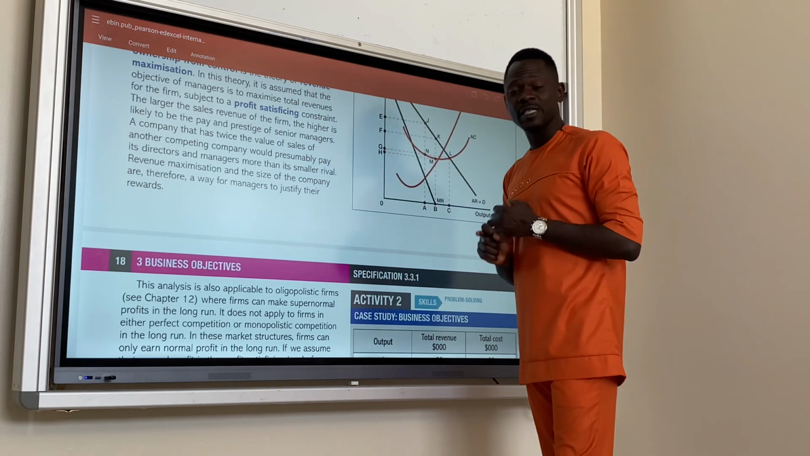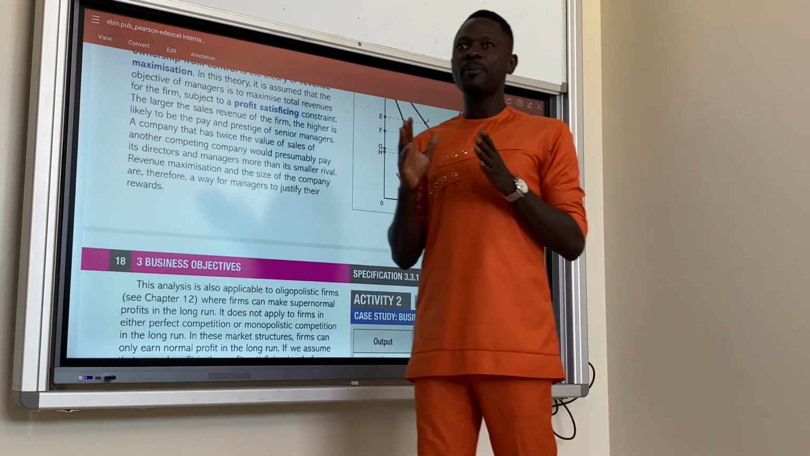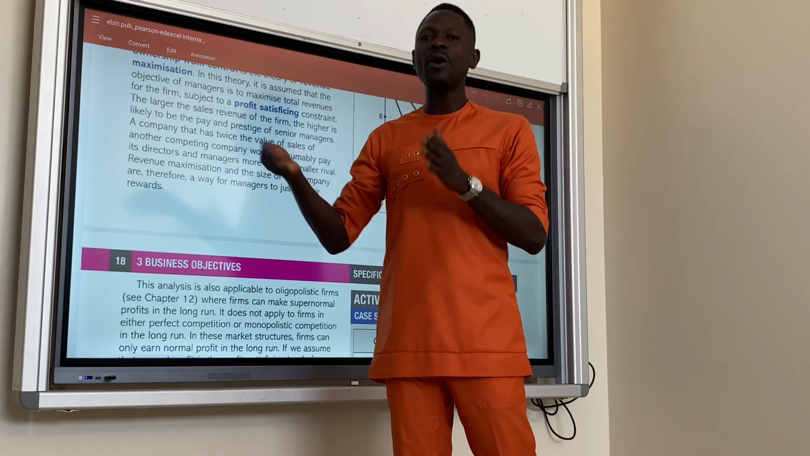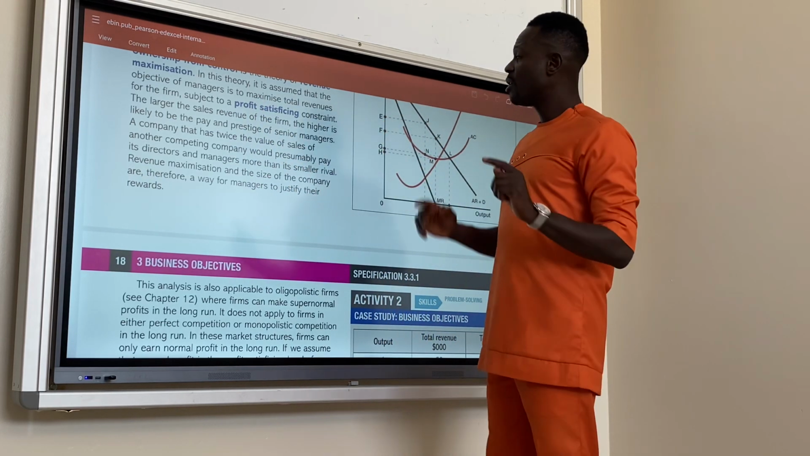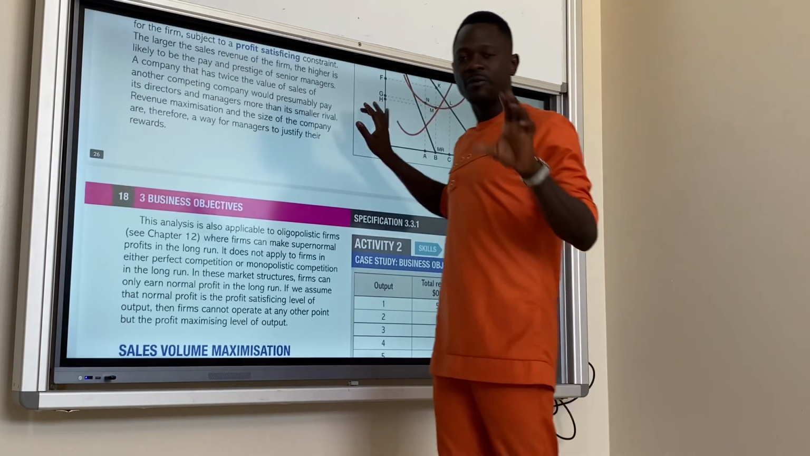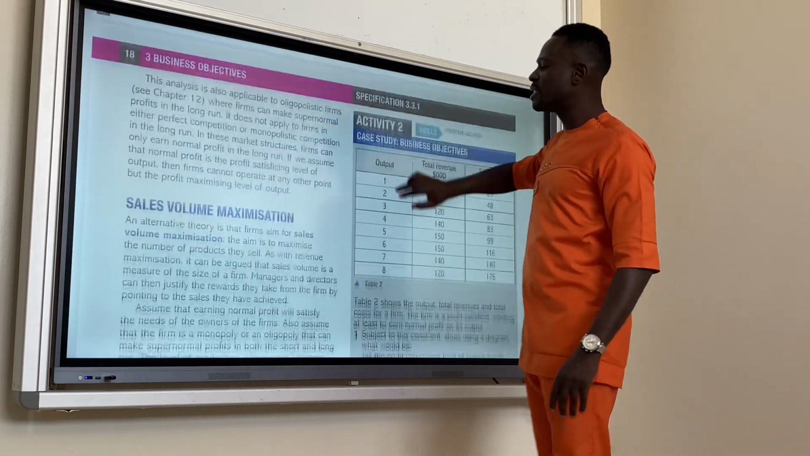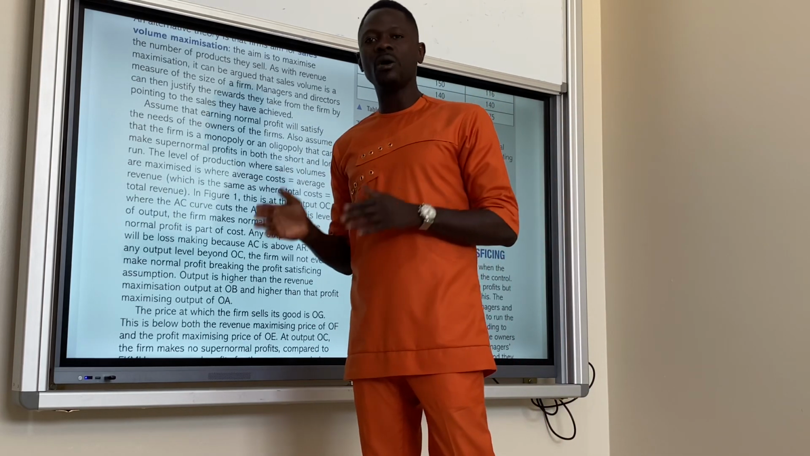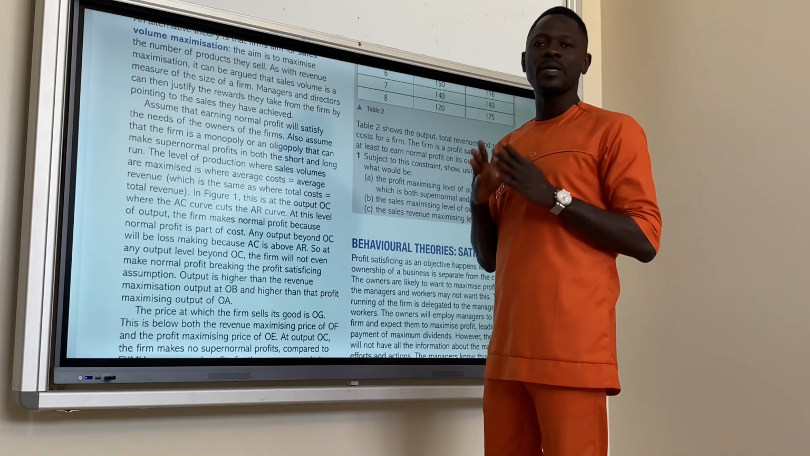For profit maximization, our marginal cost must be equal to our marginal revenue, and our total revenue must be the highest when compared to the total cost. That is for profit maximization. For revenue maximization, our marginal revenue must be equal to 0. And for the last one, which is sales volume maximization, our average cost must be equal to average revenue, or our total revenue must be equal to our total cost.